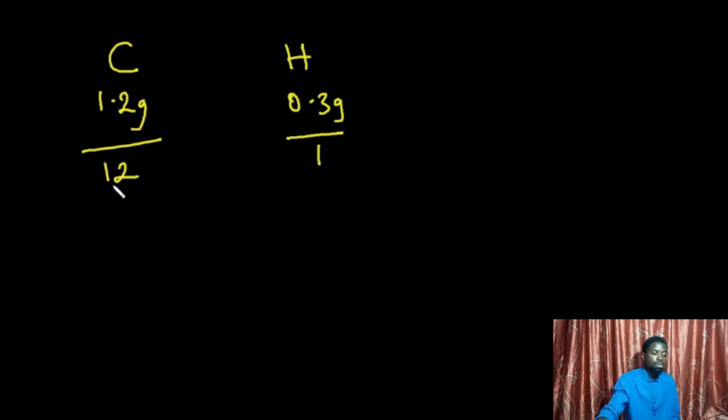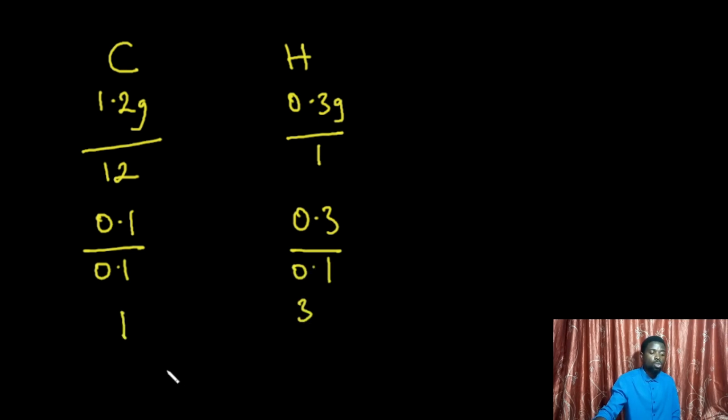So if you divide this by 12, you're going to get 0.1, and if you divide this, you're going to get 0.3. Now, after we've applied rule number 3, the next thing to do is to divide all the values by the smallest value amongst them, and that's 0.1. So if you divide by 0.1 and divide by 0.1, we're going to have 1 here and 3 here. So our empirical formula is now going to be CH3. Quite simple, right? And it's actually in the options. So you have that. Very easy to understand.